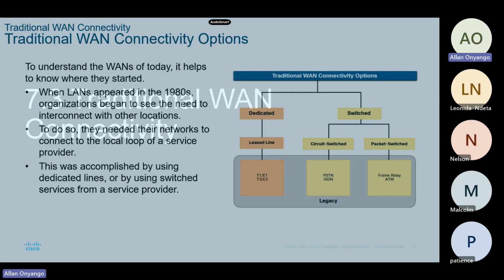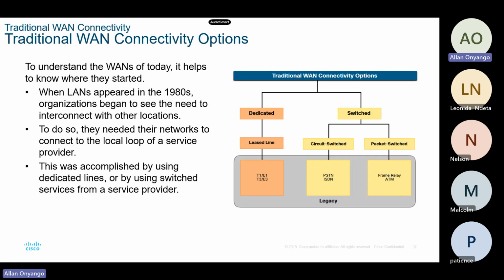Talking about the traditional connectivity options, we need to know where everything began. Okay. And so when we started using the internet and the local area networks, way back in the 1980s, organizations began to see the need to be able to interconnect their isolated local area networks, okay? And so they needed networks that could connect or loop through from the service provider, okay? And so this was accompanied by using things like the dedicated lines, okay, or some switched services from the service provider.